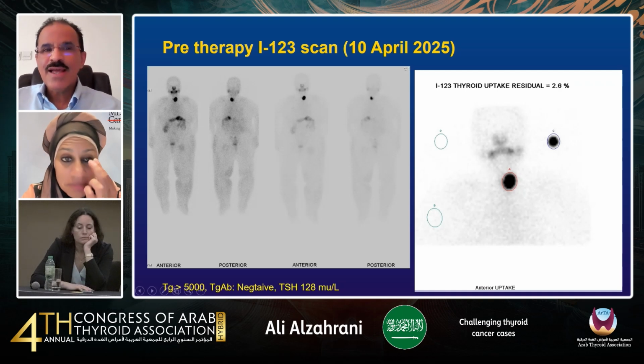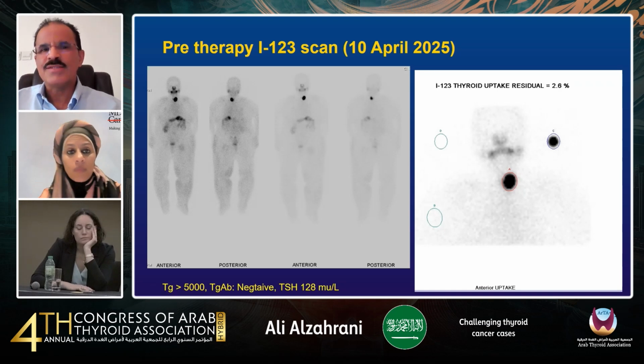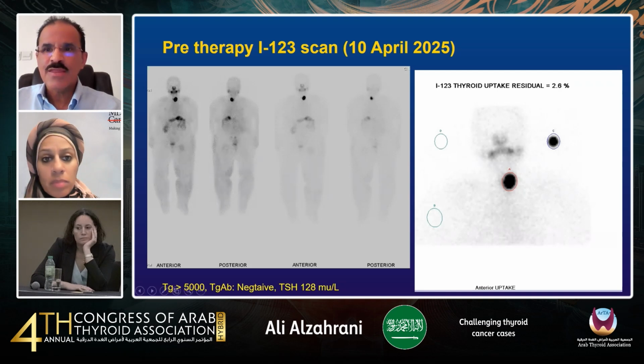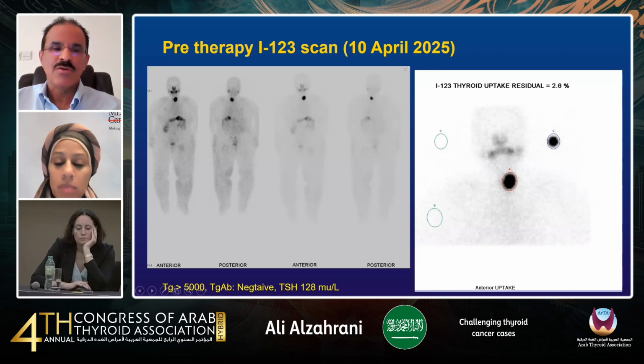Now, this is her scan after the surgery. The surgeon took the right lobe, yes. And he did extensive lymph node dissection, which was to his credit. He left only the right lobe. And it's surprising that if you look at the uptake, it's only 2.6%. Although theoretically he left the right lobe.